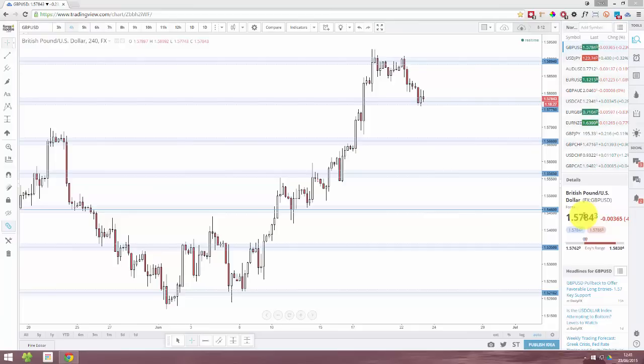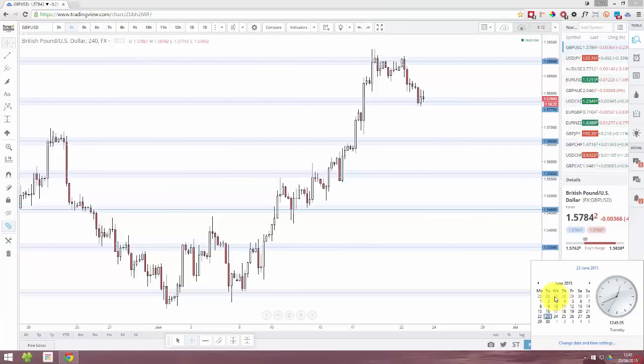You're looking at a GBPUSD 4-hour chart. It is currently 12:30 here in the UK and it is Tuesday, June 23rd, 2015. In this analysis, I'm going to be sharing my key support and resistance areas for this week. I use these areas to take price action reversals.